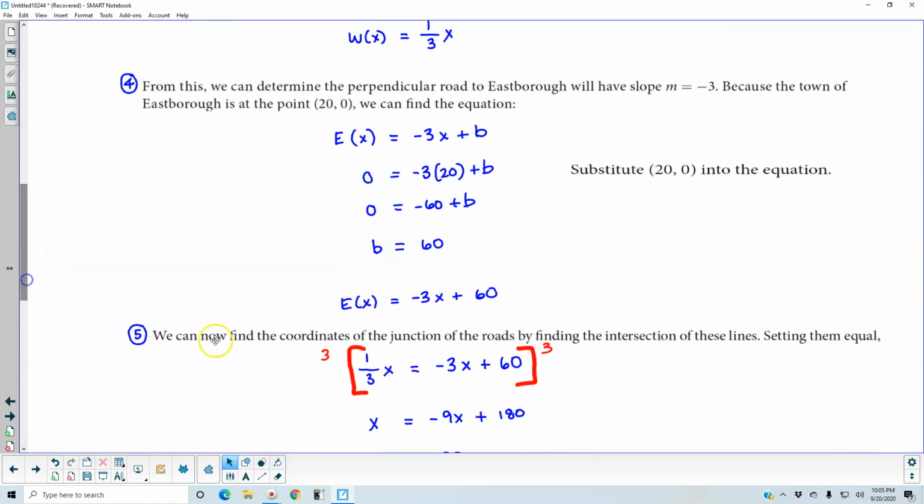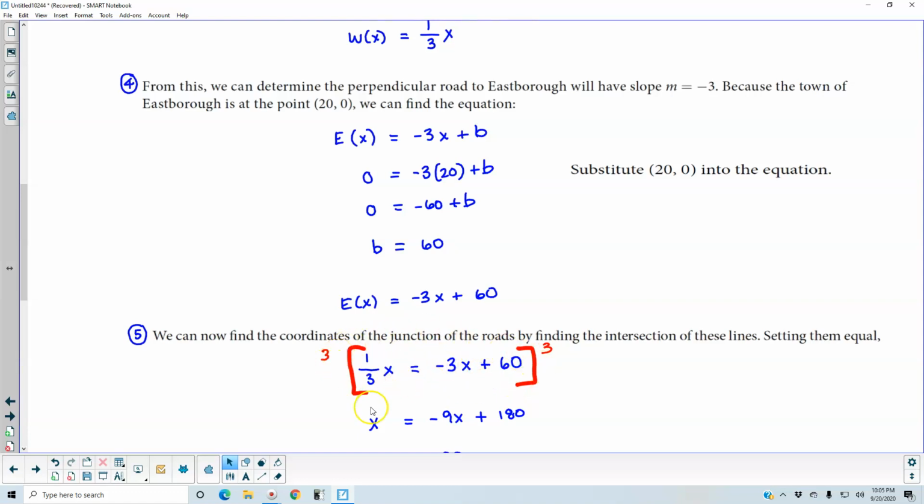In step 5, we can now find the coordinates of the junction of the roads by finding the intersection of these lines. In order to find the intersection of these lines, we're going to set them equal to each other. So we're going to say W of x is going to equal E of x. So 1/3 x is equal to -3x plus 60, and we're going to solve for x.